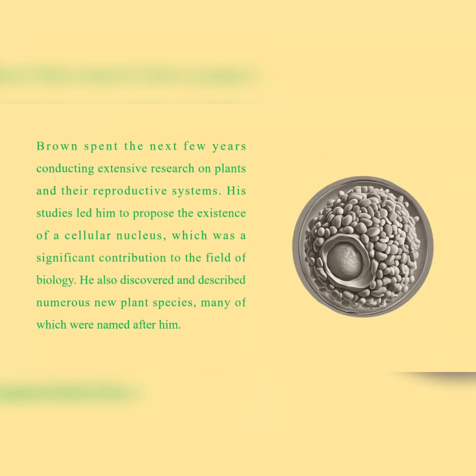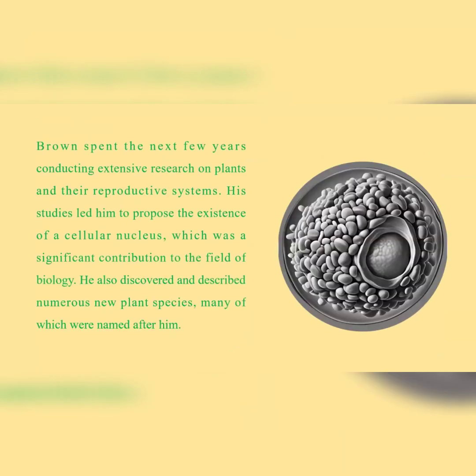Robert Brown spent his next few years conducting extensive research on plants and their reproductive systems. His studies led him to propose the existence of a cellular nucleus, which was a significant contribution to the field of biology. He also discovered and described numerous new plant species, many of which were named after him.